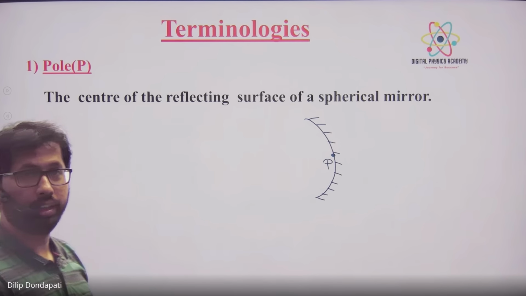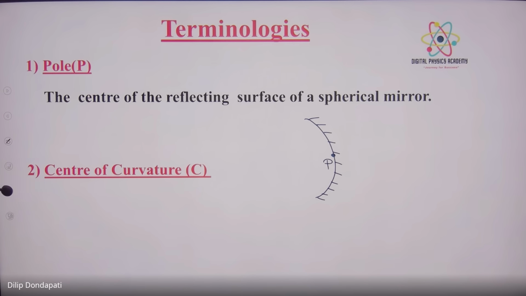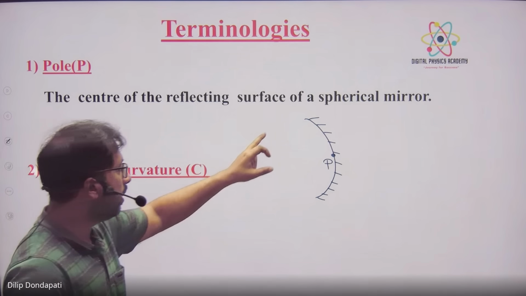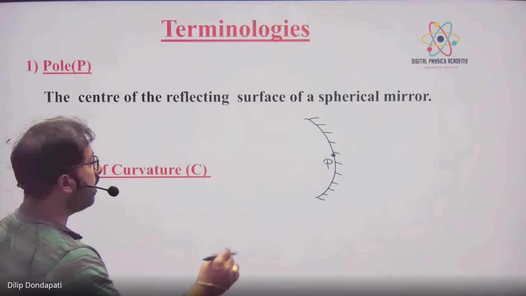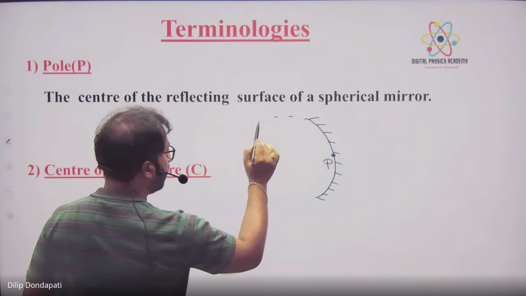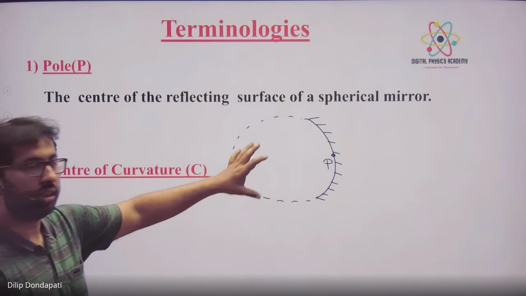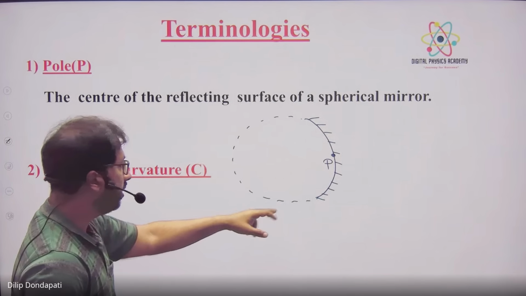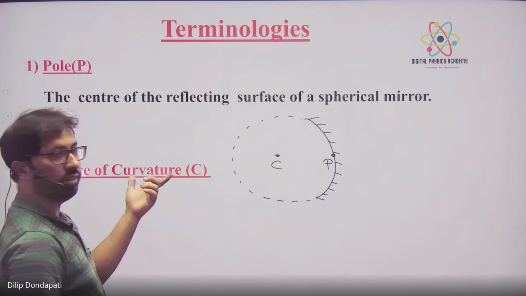Second terminology. Copy, write the notes neatly. Second one is center of curvature. Center of curvature we represent as C. This spherical mirror is part of the sphere, right? If I complete the sphere it will look like this. This is a sphere. Definitely, because the spherical concave or convex mirror is a part of the sphere. Since the sphere is there, definitely there is a center. So this is the center of curvature.